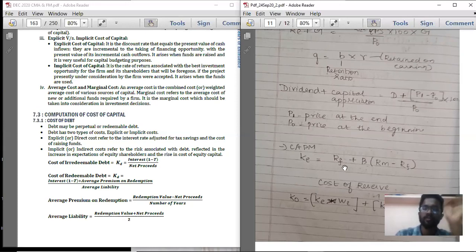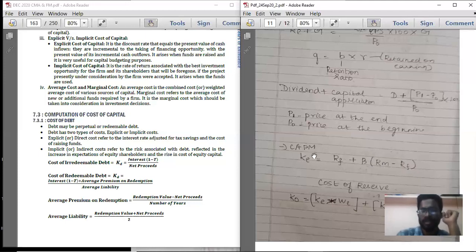They will themselves mention what RF is in the question. That is the risk-free rate of return on a particular government bond, called RF, plus the beta of the security, which is nothing but the risk involved in purchasing this particular share. So beta of the security within bracket RM minus RF. RM is the return from the market, minus the risk-free rate of return. RM means return from the market, RF means risk-free rate of return. If you deduct both, you will get the risk premium you have taken.